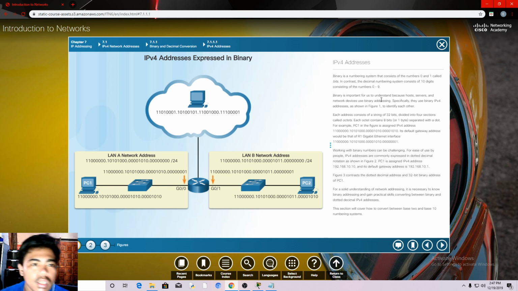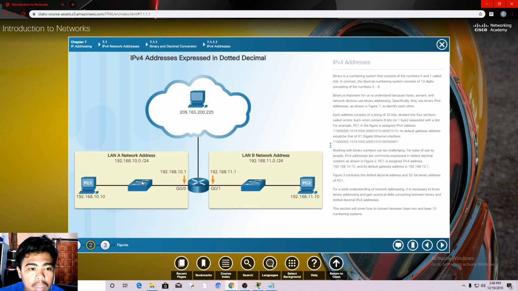As you can see in this figure, they are distinguished as LAN A network addresses and LAN B network addresses, and as you've noticed, they are both running through a binary transmission. Then for figure 2, it has the IP addresses as well, and its prefix notations, its maximum hosts, and its connectivity.